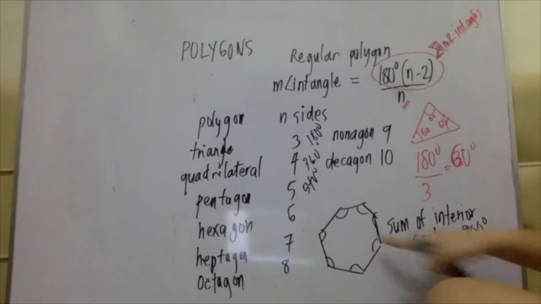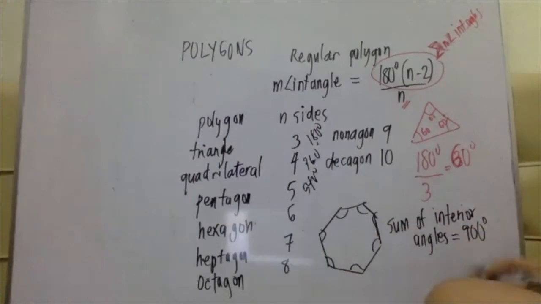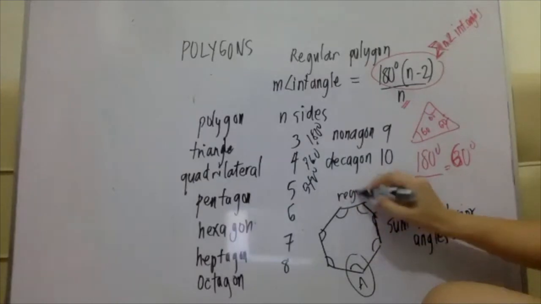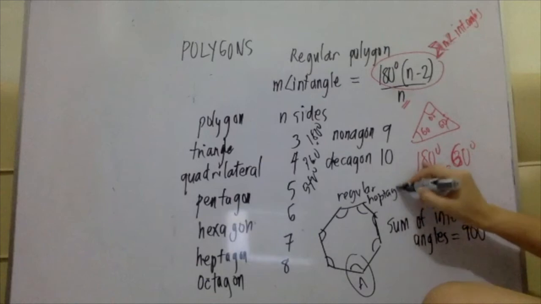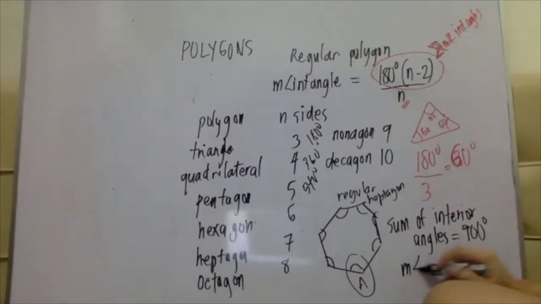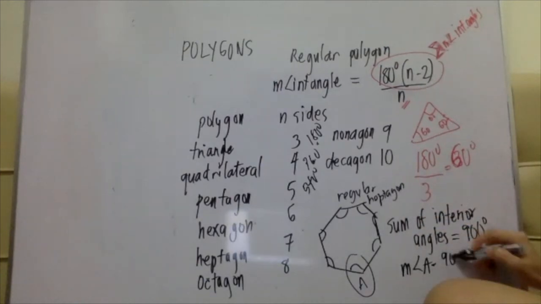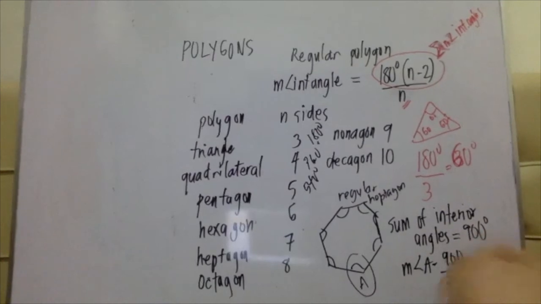Okay. So, ang measure ng each angle mo would be, let's say, pinapahanap itong angle A. This is a regular heptagon. Measure of angle A is equal to 900 over 7. Okay? Then, just divide that.